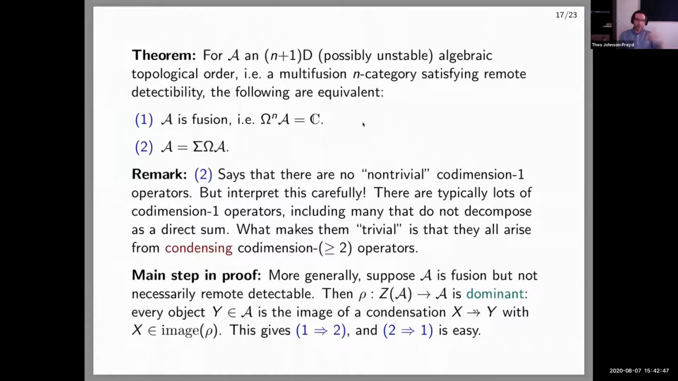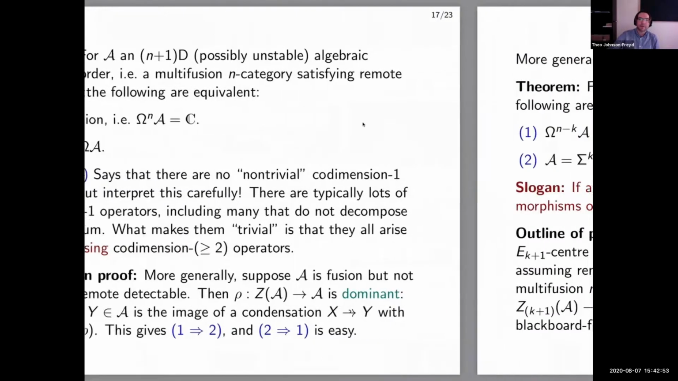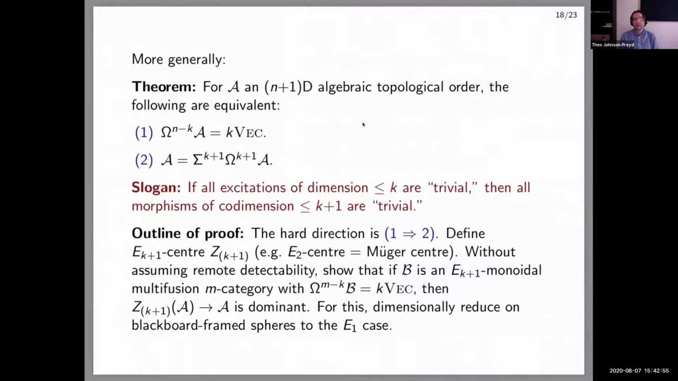And if you can prove that, then you can prove the rest of the results. So that's the hint to the proof. You can do this actually for any amount of any categoricities. So the slogan is that if all of your excitations of dimension at most k are trivial, then all of your excitations of codimension at most k plus 1 are also trivial. And always with a grain of salt on what trivial means.